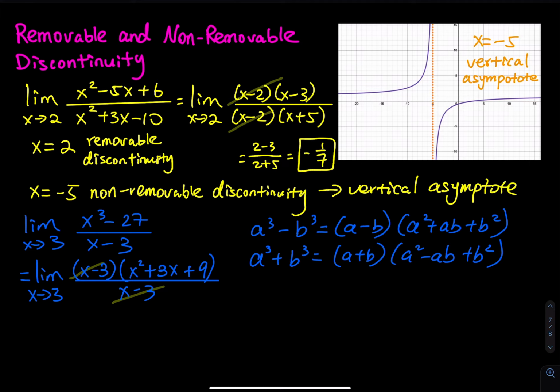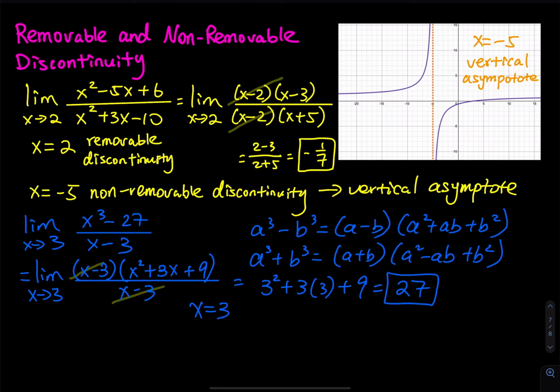Now we are safe to plug in, so we have 3 squared plus 3 times 3, and then plus 9, so that equals 27. That is what the limit equals. And another conclusion is x equals 3 is a removable discontinuity.